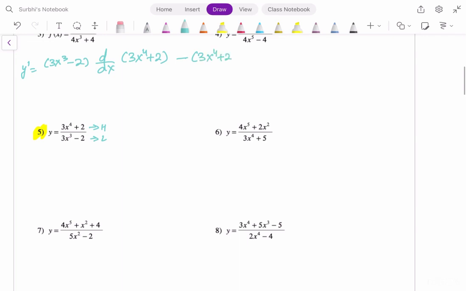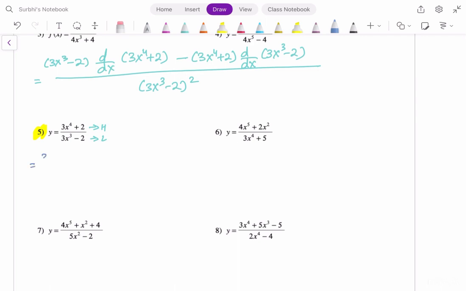So write the numerator times the derivative of the denominator, and everything divided by denominator square. So again, the rhythm is low D high minus high D low, square the bottom and off you go. After this, you just have to apply the power rule to find the derivative, and then carefully you have to do the distribution part and simplify the equation. So the major part for the quotient rule is done.